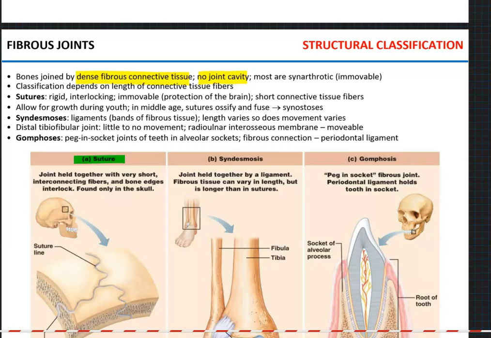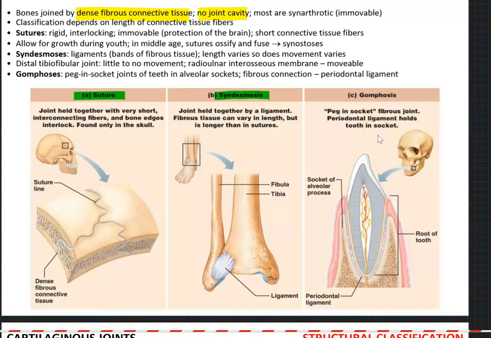Okay? We talked about sutures such as coronal, squamous, sagittal, and whatnot. Syndesmosis. Not in the skull, two bones are held together by a ligament. So, for instance, distal fibula-tibial joint here. Also, for instance, radio-ulnar joints. Okay? And then a very specific type, gomphosis.